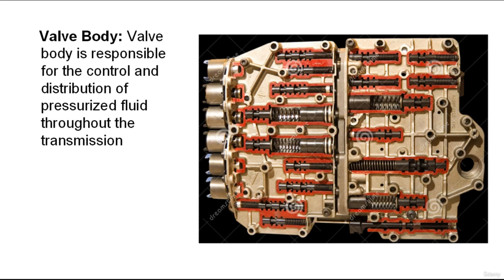Valve bodies are normally fitted with 3 different types of valves: spool valves, check ball valves, and poppet valves. The purpose of these valves is to start, to stop, or to use movable parts to regulate and direct the flow of fluid throughout the transmission.